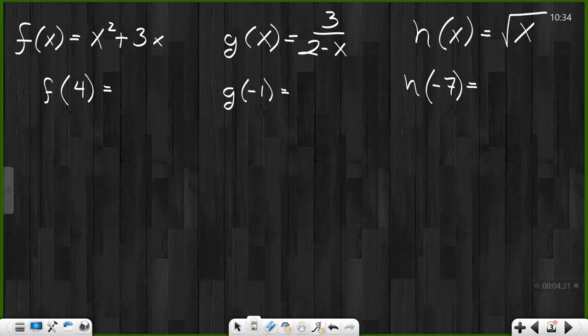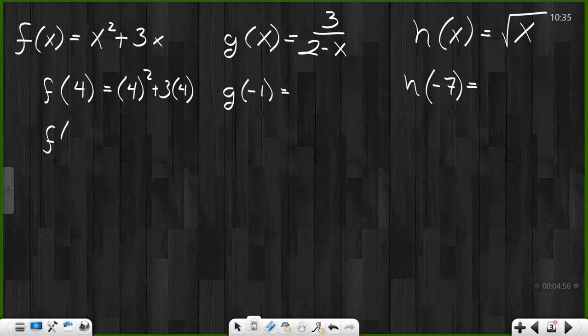Why f? All right, well, notice here, I've got 3 different relations now. f of x is equal to x squared plus 3x. g of x is equal to 3 over 2 minus x. And h of x is equal to the square root of x. Well, notice when I say f of 4 over here in my first example, that's telling me to use the f relation and input 4 for x, giving me something that looks like that.